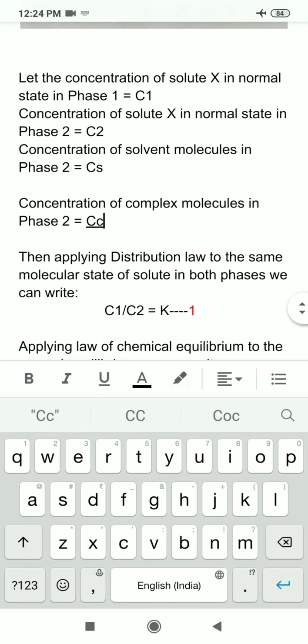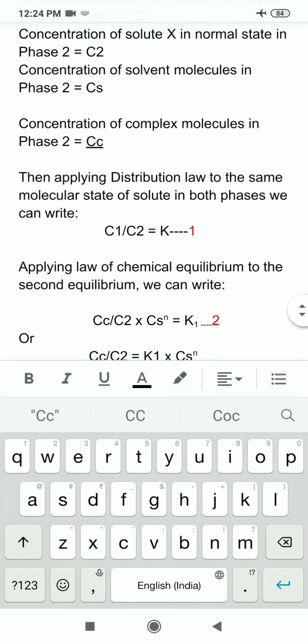So now applying distribution law to the same molecular state of solute in both phases, we can write C1 upon C2 is equal to K. This is equation 1. Here I was not having a circle for showing equation 1, so I have represented it in red. So distribution law for this can be written as C1 upon C2 is equal to K.